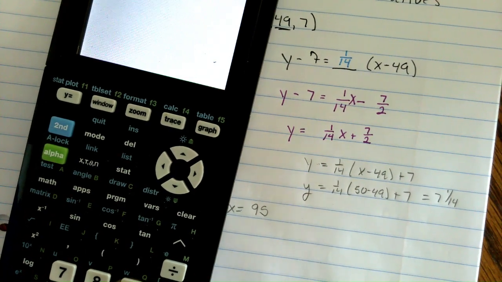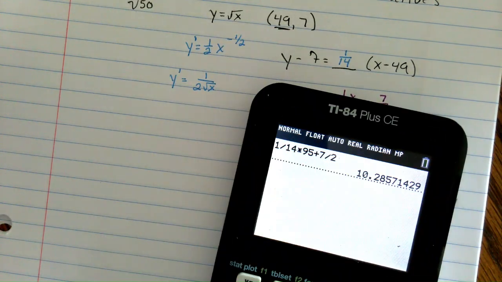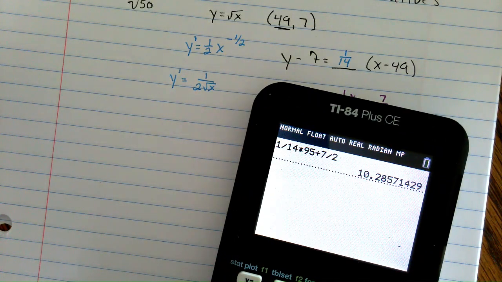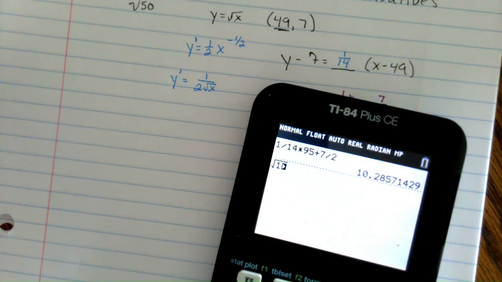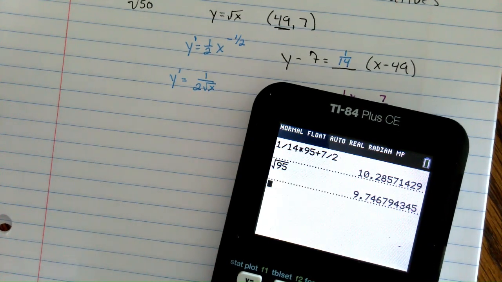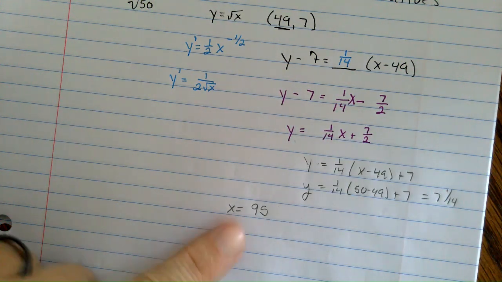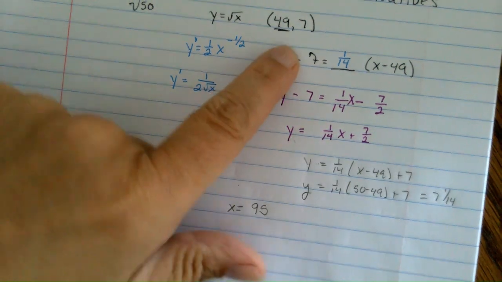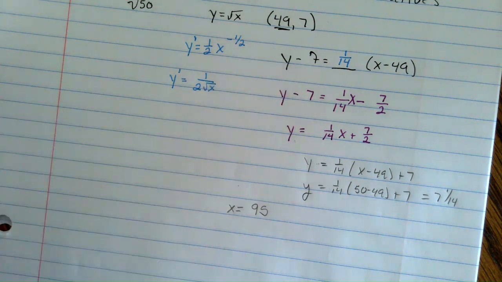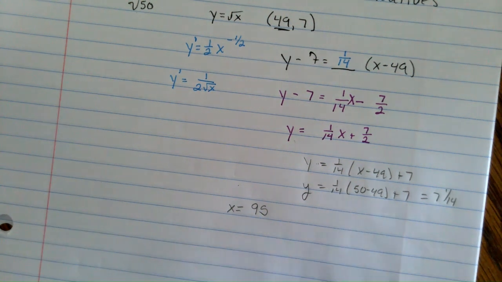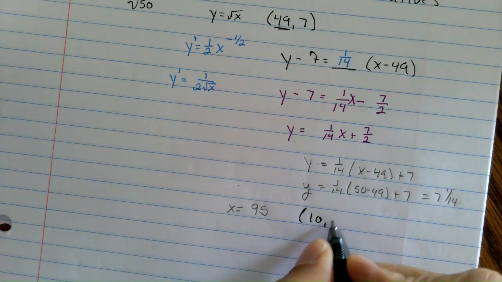1/14 times 95 plus 7/2. It says 10.28. We know the square root of 95 is not over 10. So there's more error there. And the reason there's so much error is I went too far from my ordered pair. In order to do 95, I would not want to use this ordered pair because it's too far off from my x value. Instead, I'd want to use this one.